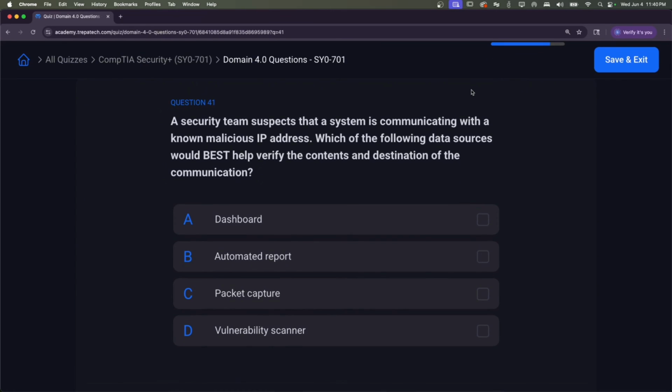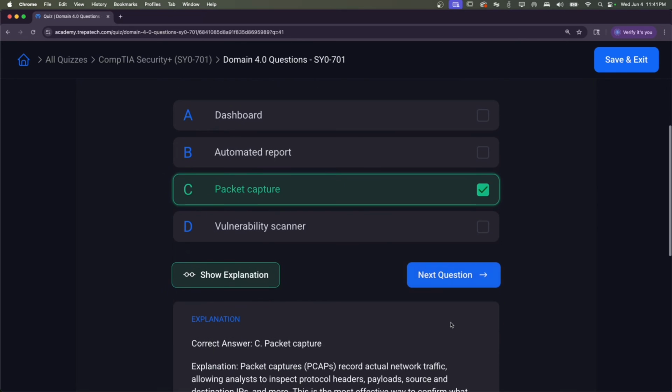Question 41. A security team suspects that a system is communicating with a known malicious IP address. Which of the following data sources would best help verify the contents and destination of the communication? So we want to look at the destination and the contents. For here, the best way to do that is just a packet capture, right?